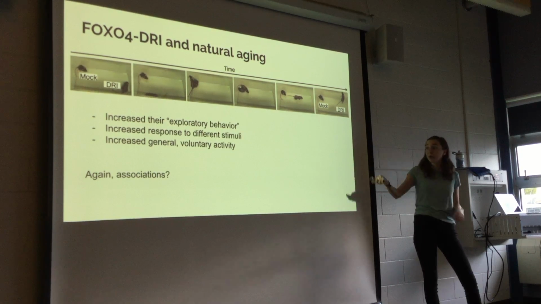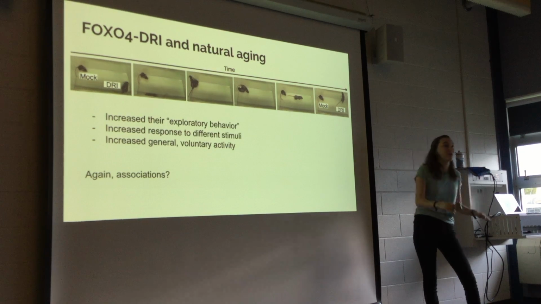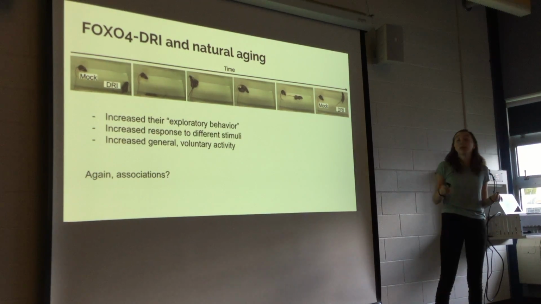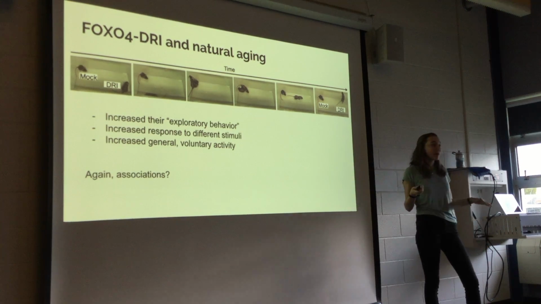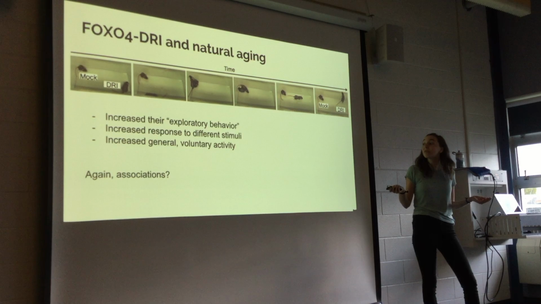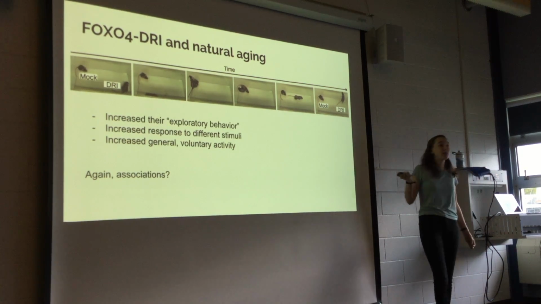And not only does FOXO4 dry help improve these things, but normally in a mock mouse, as in those aged mice with increased levels of senescence, as you can see, their activity level is pretty close to 0. So FOXO4 dry is not only improving these effects, but it's bringing them back up from a really, really low level. So it's extremely effective. And once again, what do we associate with low levels of activity and low levels of responsiveness? Aging. So another effect of aging that FOXO4 dry is able to help with.